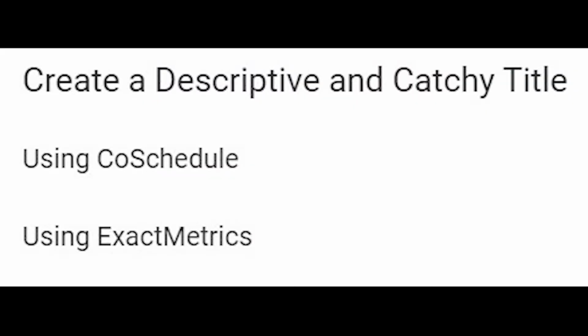So in the example here, if I was doing a primary heading for create a descriptive and catchy title, the subheadings below it, the secondaries, would be using CoSchedule and using Exact Metrics. And then I would dive into both tools on how they help you create a descriptive catchy title. And the more you understand the heading hierarchy, the better.